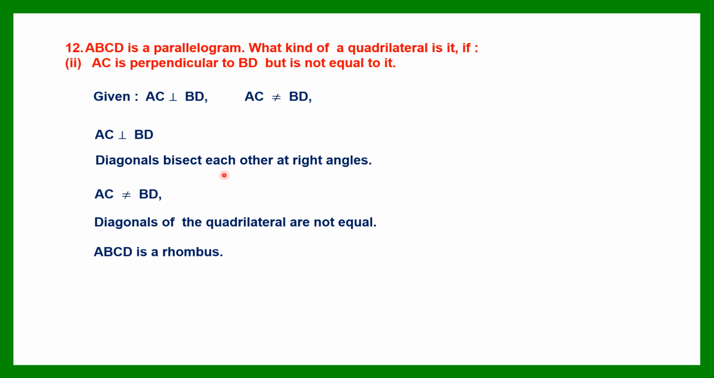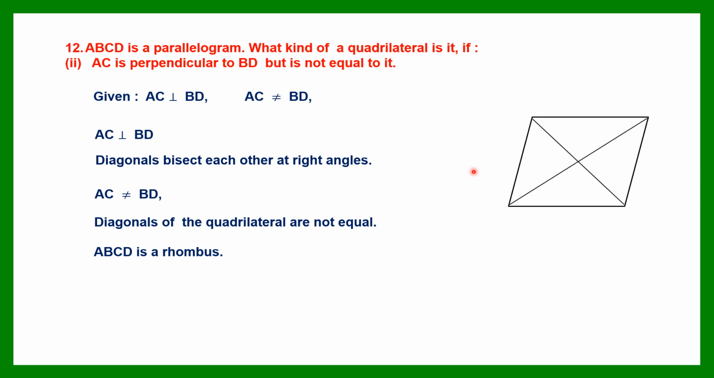So the diagonals intersect each other at right angles, but they are not equal. So this is a rhombus, as you can see. If we have to name it, we have AC and BD as the diagonals. They are not equal in length. The length is different. But as you can see, they are intersecting each other at right angles. That means they are perpendicular to each other. So this is a rhombus.